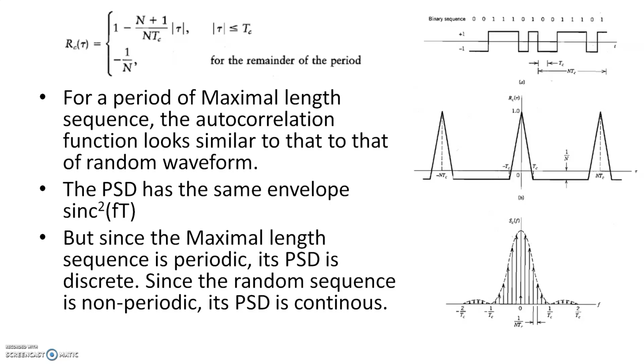What's the difference? Maximal length sequence is periodic, so the power spectral density is discrete. So you can see here the discrete samples are there. But a random sequence is non-periodic, so it will be continuous. It will have the same shape, but it will be continuous. So for random noise it is continuous, for maximal length sequence it is discrete. That is the difference between a random noise and a pseudo noise. In fact, this is pseudo random noise actually. So hope this is clear for you, the properties of maximal length sequence.